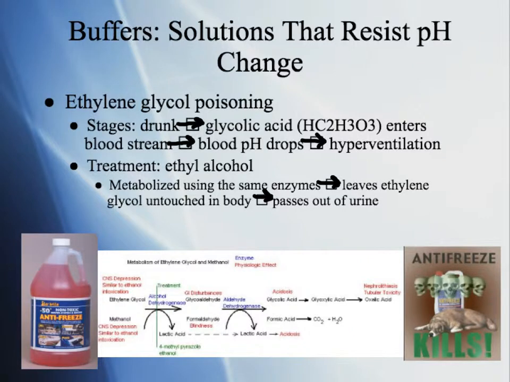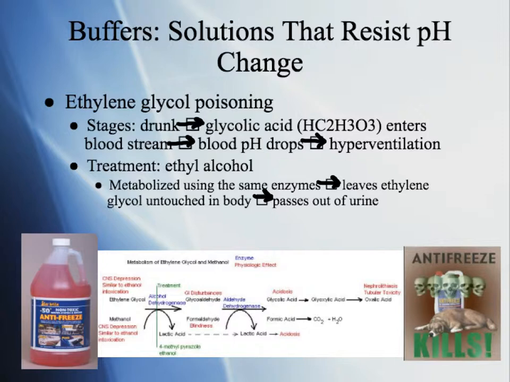All right, we've come to our last slide in our lecture, and this is a practical example, I guess, of acid base and how buffering systems kind of work, or actually in this case go awry, in our bodies. So ethylene glycol poisoning.